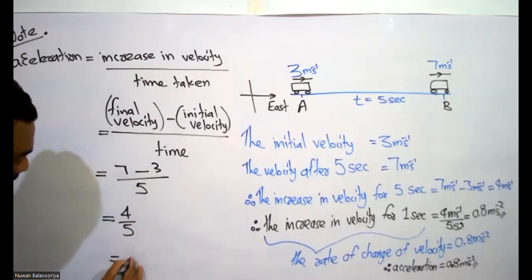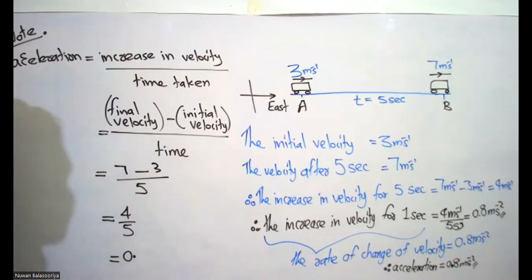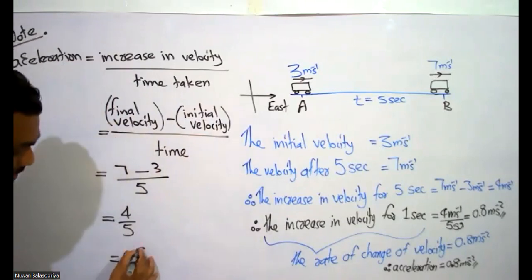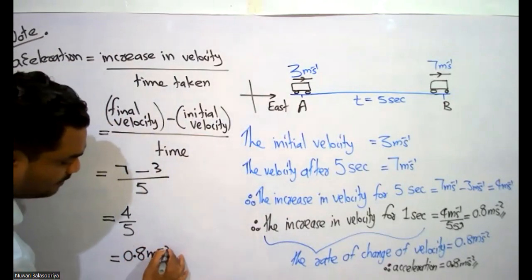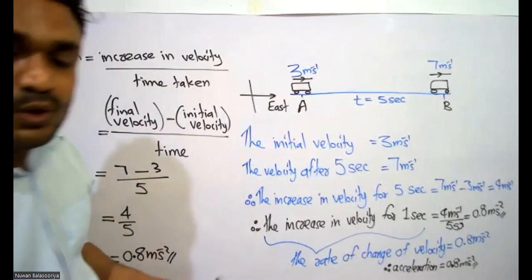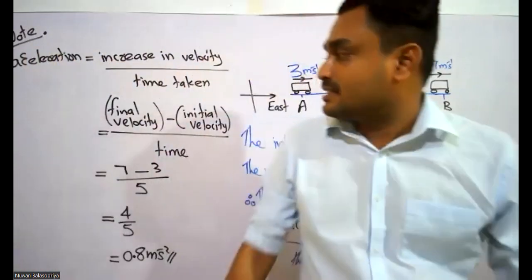4 divided by 5 is 0. You put a decimal point here. Then 4 will be 40. 40 divided by 5 is 8. 0.8 meters per square second. So the O-level equation also gives us the same answer.